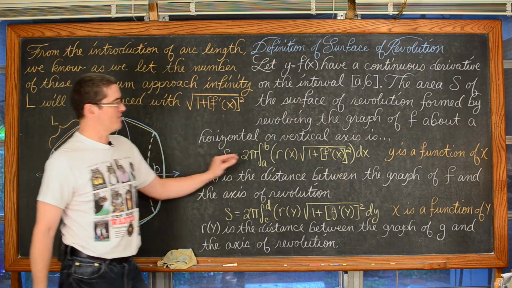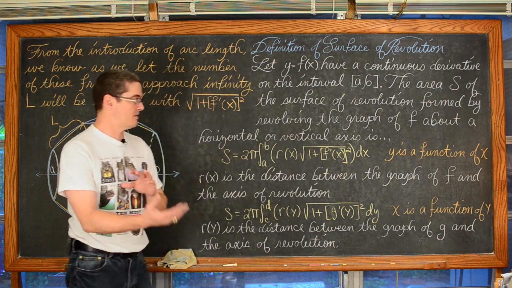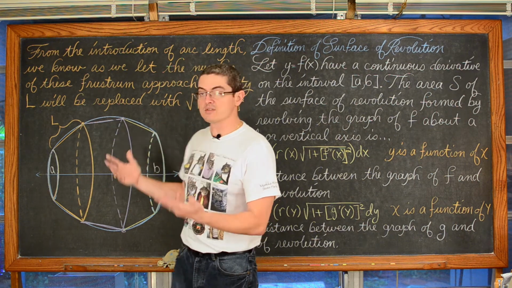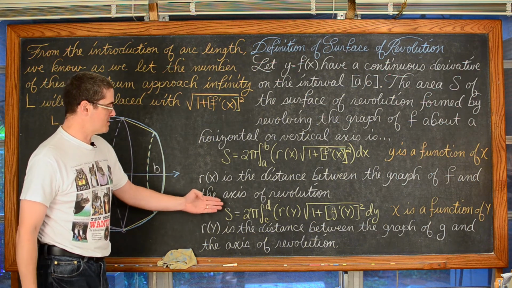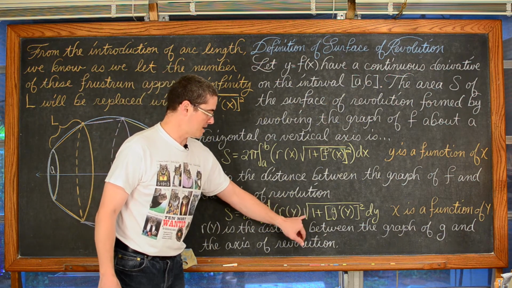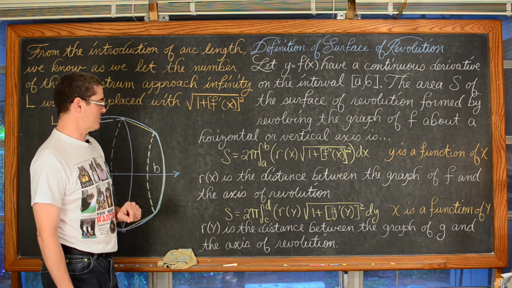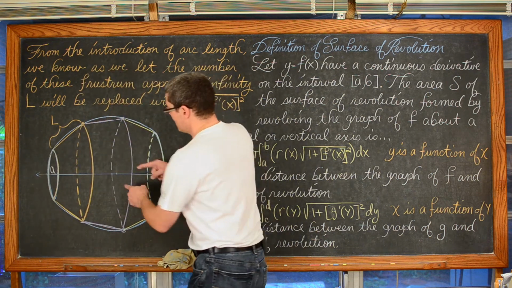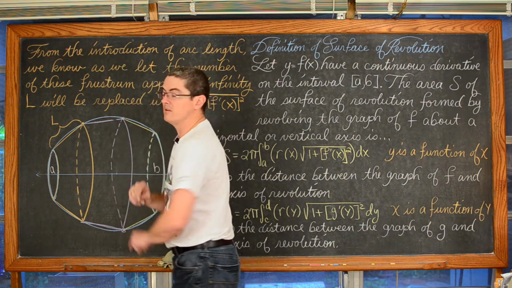And that is the form you're going to use if your function describing this arc is y in terms of x. And if the function describing that segment creating the surface of revolution is x in terms of y, then S is equal to 2 pi times a definite integral from c to d of r of y times the square root of 1 plus g prime of y squared, dy, and again that's when x is a function of y. R of x or r of y is going to be the radius, the distance between the axis of rotation and your function.